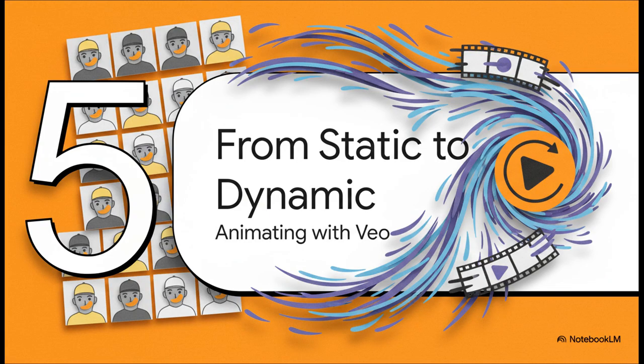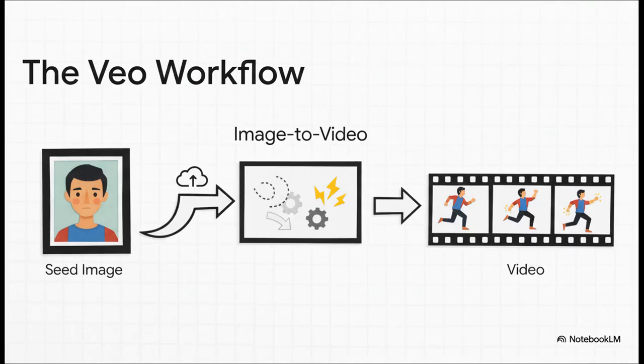Bringing them to life. This is where we transition from the static images we made with Nano Banana Pro to actual video generation using Veo. Now, the workflow here is very, very specific. First, always use image to video. Don't try to generate a complex character from text alone, it just won't work consistently. Instead, upload that perfect static shot, your seed image, as the source. Then, and this is the most important part, your text prompt should only describe the action and the physics. The AI already has all the character data it needs from the image you gave it.